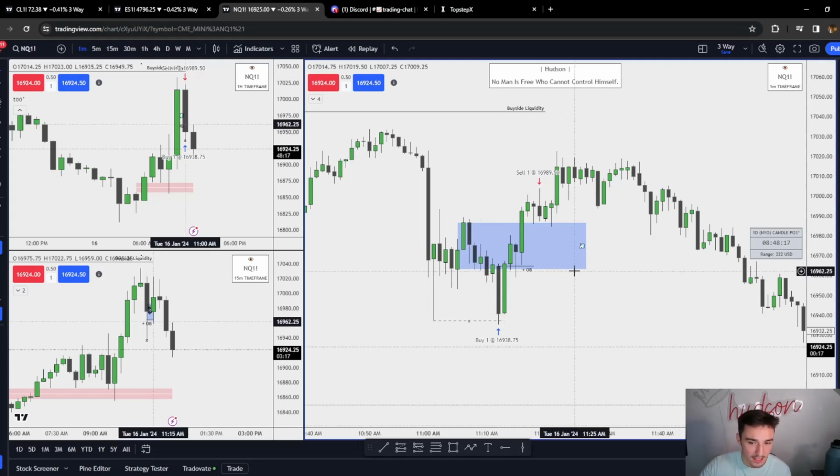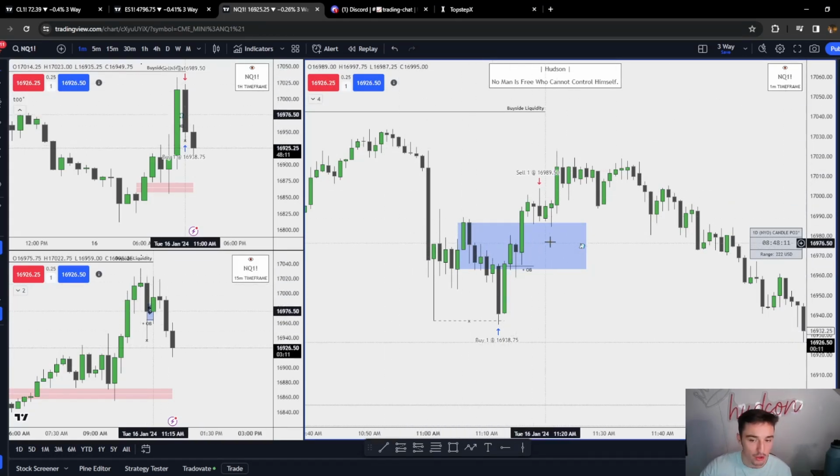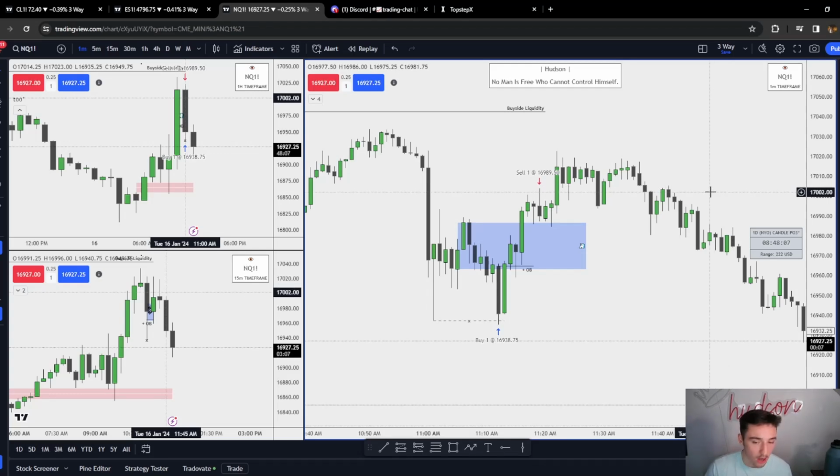But right here, I had this marked as an order block, and I was expecting this to turn into a breaker, and I was expecting an expansion through it to turn into a fair value gap. So what does that all come from? It all comes from a turtle soup. A turtle soup starts every move in the markets.